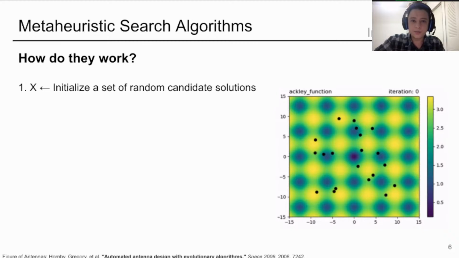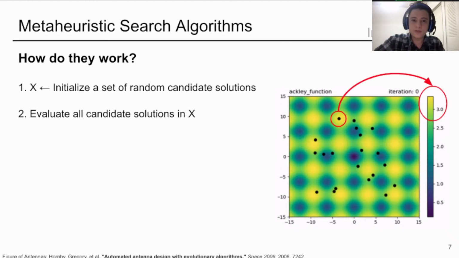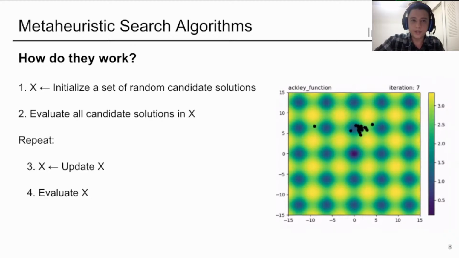We first sample the search space by creating a set of random candidate solutions, those black dots here on the screen. Then we evaluate all the candidate solutions, meaning we check how good they are, illustrated here by the red arrow. Then, until we meet some termination criteria, we sample again the search space based on the information we got from the previous iteration. In other words, we update all the candidate solutions, evaluate, update over and over again.